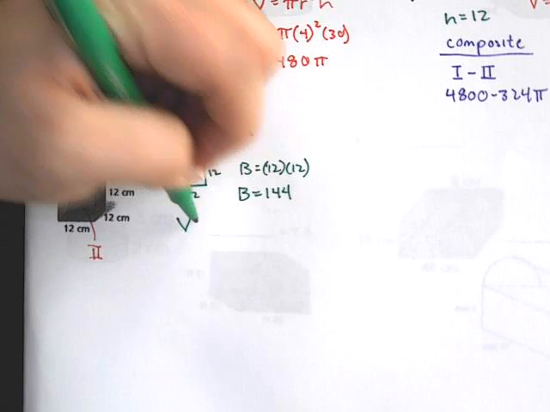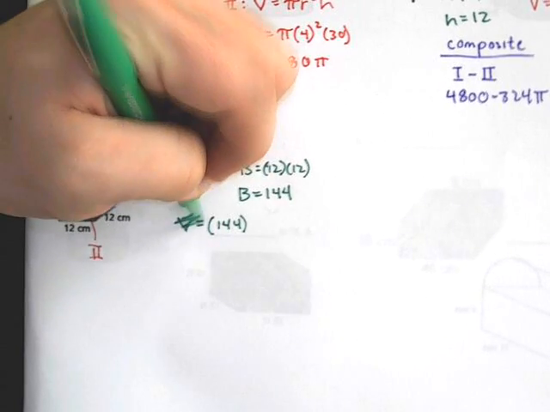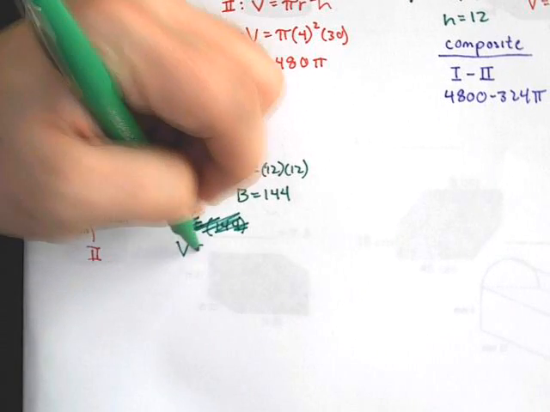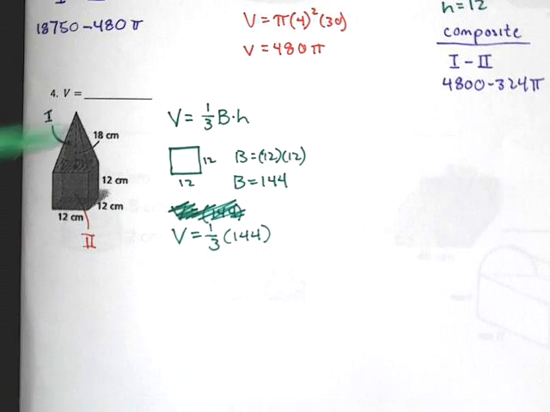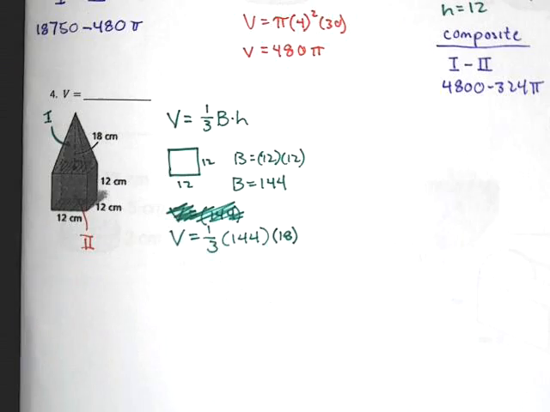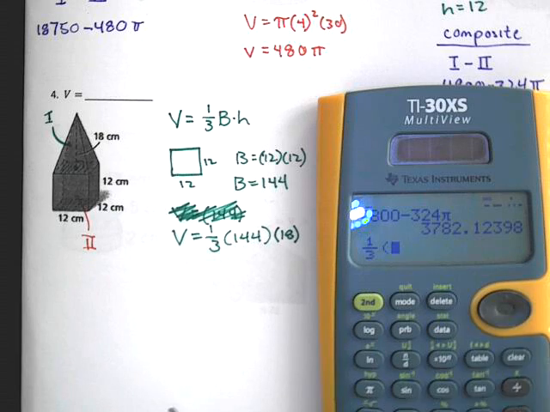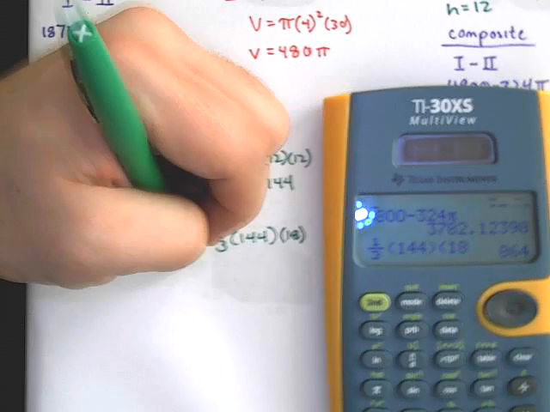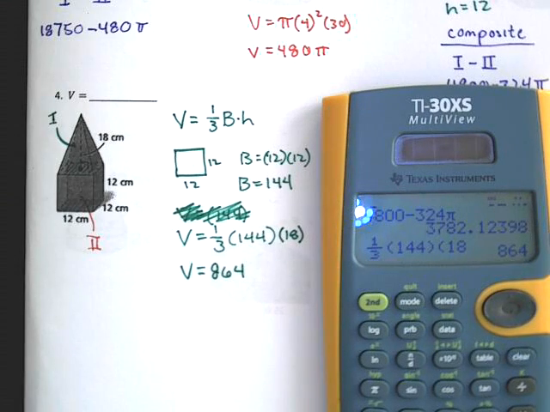Now when we plug in 144, so I forgot the 1/3. Sorry guys, let me redo that. V equals 1/3 144, and then notice the 18 is pointing to that perpendicular height, so we're good to plug that in. When we go to the calculator and we punch everything in, we should get a nice number. Let's see here. Perfect. Okay, the volume is 864 centimeters cubed.